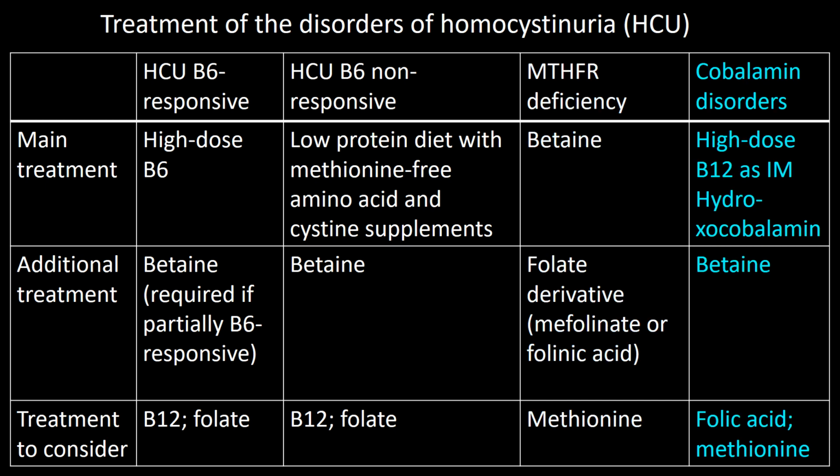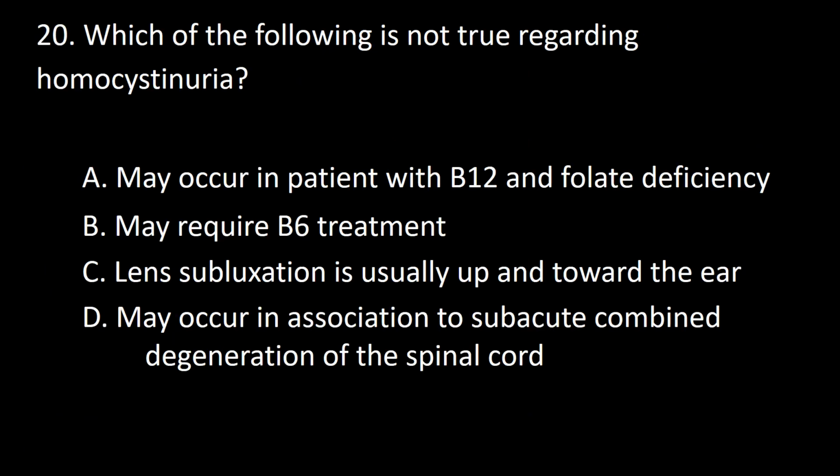Those with cobalamin enzymatic disorders should receive high doses of intramuscular B12. In addition, they should also receive betaine, folic acid, and methionine. So the answer to this question is C. Thank you very much for your attention.